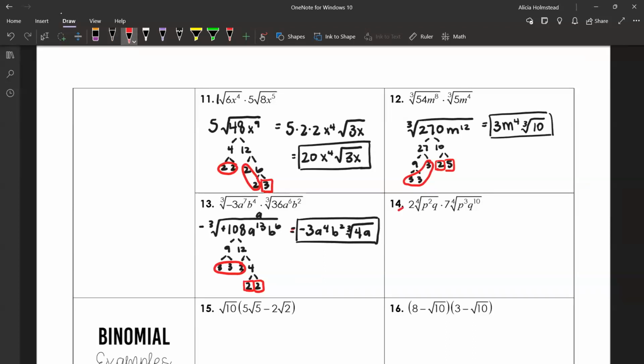Alright, and now it's your turn. Go ahead and pause the video and do number 14. Okay, this simplifies when you multiply them together to be 14 4th root of p to the 5 q to the 11. And then when you simplify that, it becomes 14pq squared times the 4th root of pq cubed. Hopefully these are sinking in.